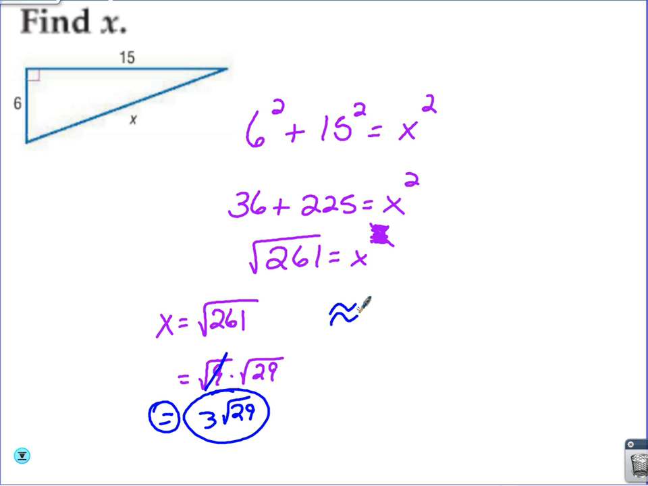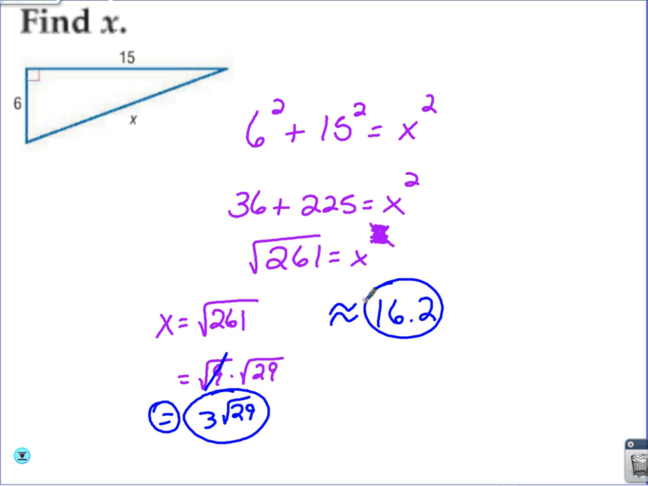The other way of writing it, let me know, approximately. Put the squigglies. The square root of 261 is approximately, let's see, how big? 16 point what? 4? 2? It's about 16.2. Now, this is where I review irrational numbers.